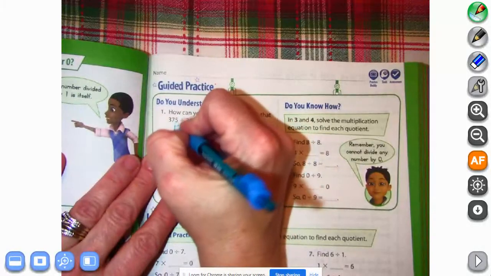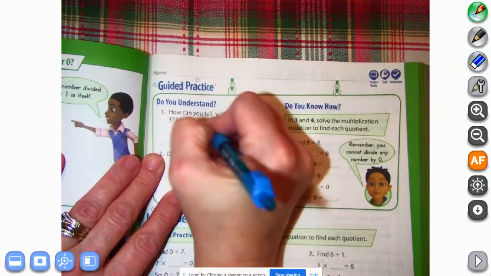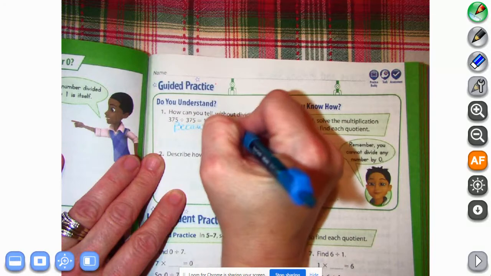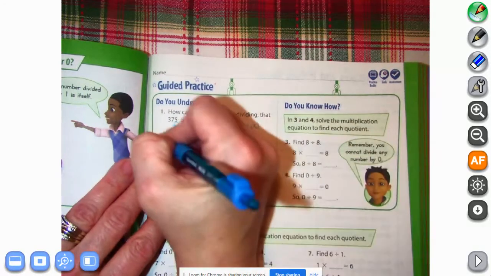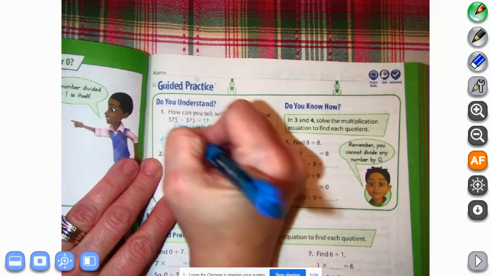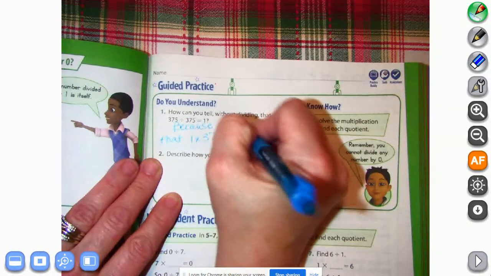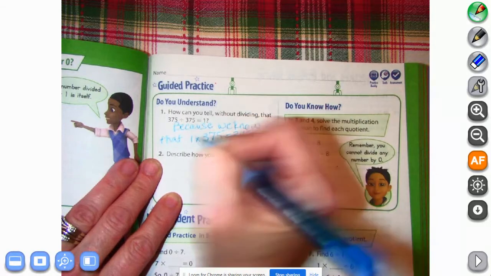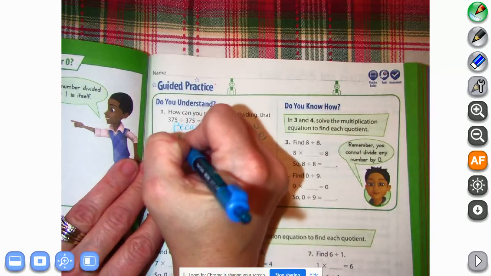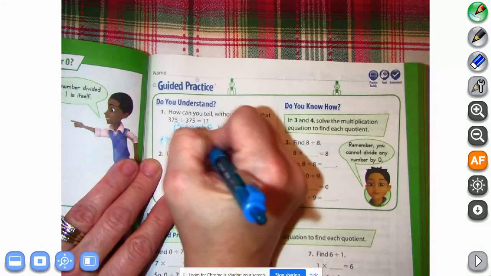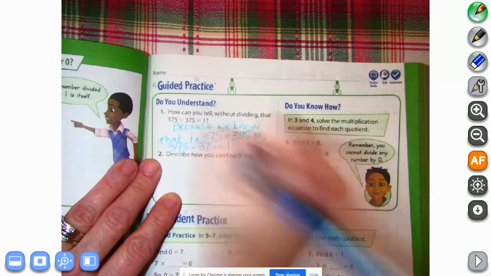We can write because we know that 1 times 375 equals 375. So 375 divided by 375, you can only do that 1 time.